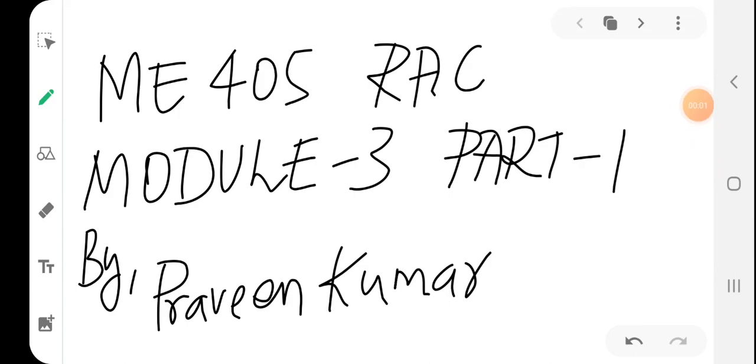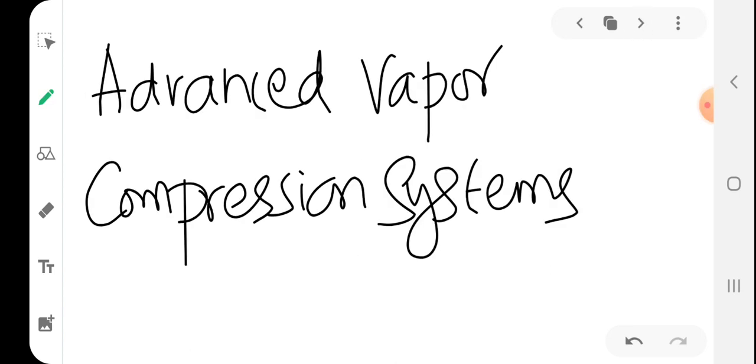Students, welcome to the third module of our subject refrigeration and air conditioning. In this module, we will be dealing with advanced vapor compression systems. In the previous module, that means the second module, we have dealt with the simple VCR system, right?